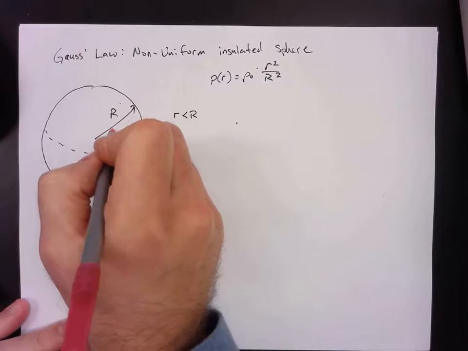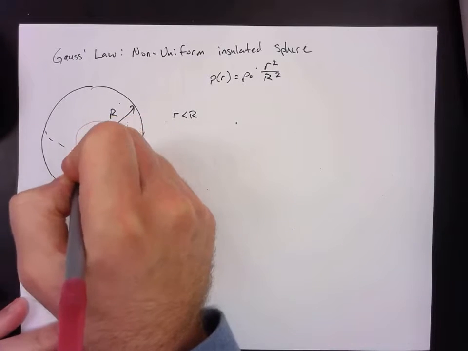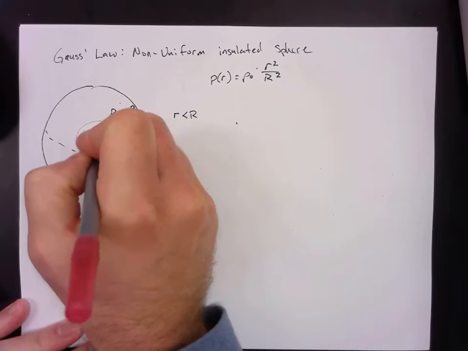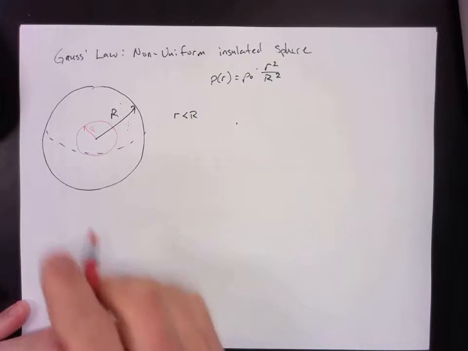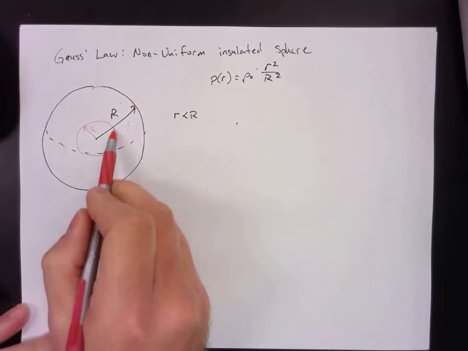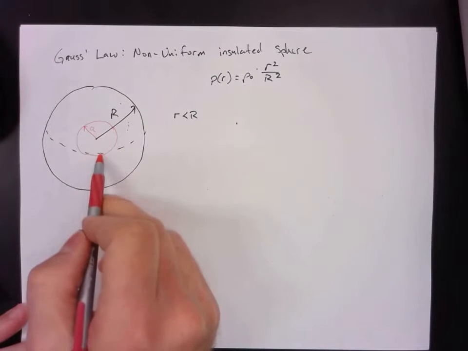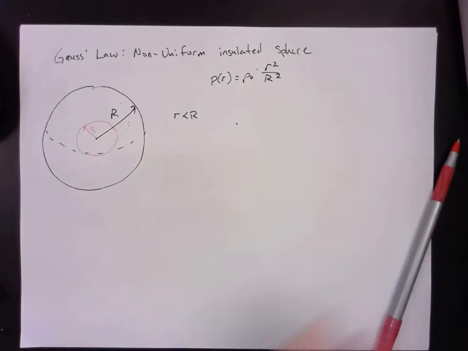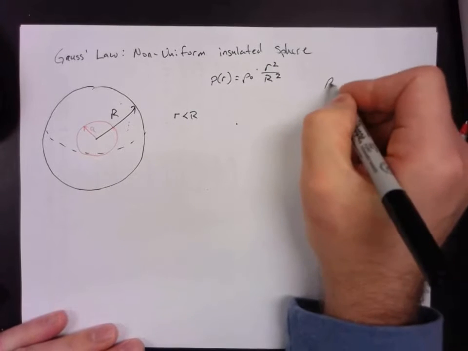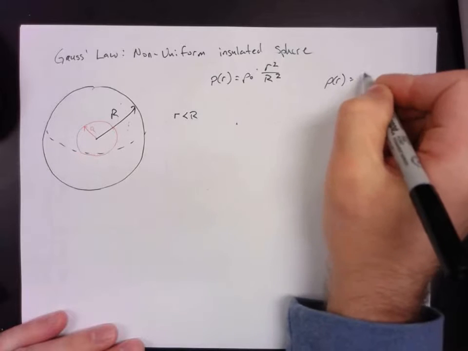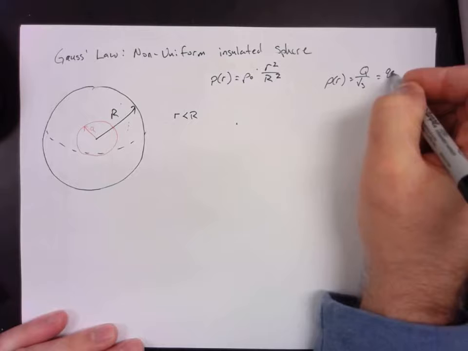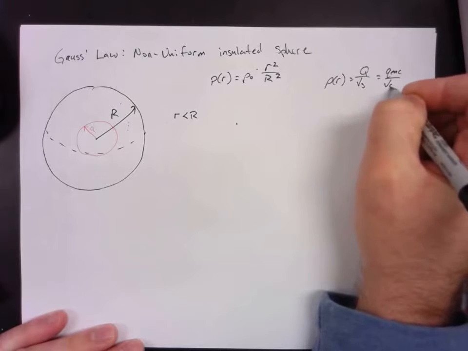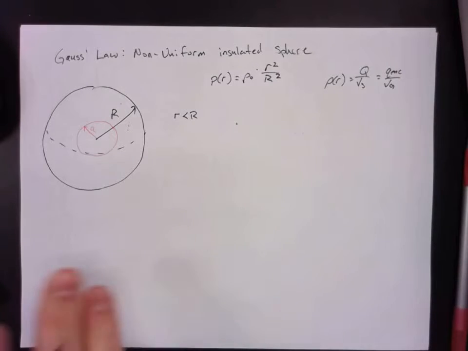If we want to figure out what the electric field is when r is less than capital R, we're going to be within that Gaussian surface, and we're going to call that distance a. Now, the charge enclosed by that Gaussian surface is not simply a ratio between the total charge and the volume of the sphere and the volume of the Gaussian surface. All right, it's not that simple there.